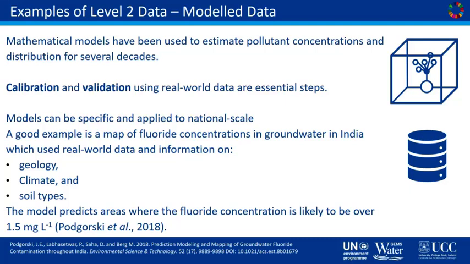Models can be specific and applied to national scale for individual parameters. A good example is a map of fluoride concentrations in groundwater in India. And this was produced using a combination of real-world data and information on geology, climate and soil types. And the model predicts areas where fluoride concentration is likely to be over 1.5 milligrams per litre. And there's a link to this work at the bottom of this slide.